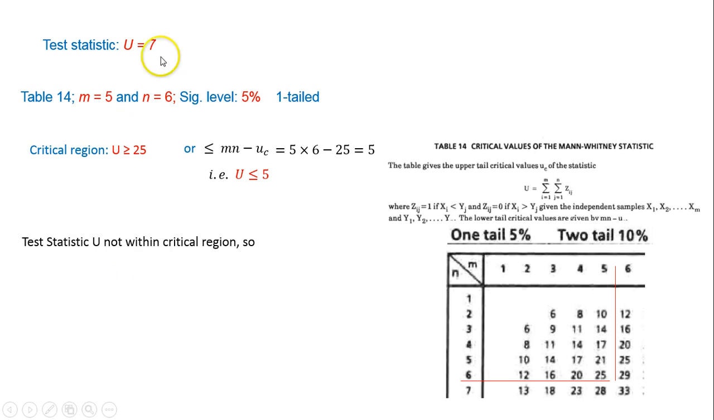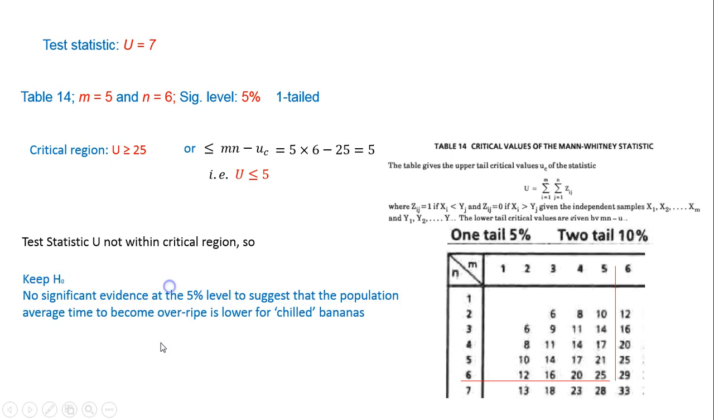The test statistic U, which was 7, is not within the critical region, so we keep H0. There's no significant evidence at the 5% level to suggest that the population average time to become overripe is lower for chilled bananas.